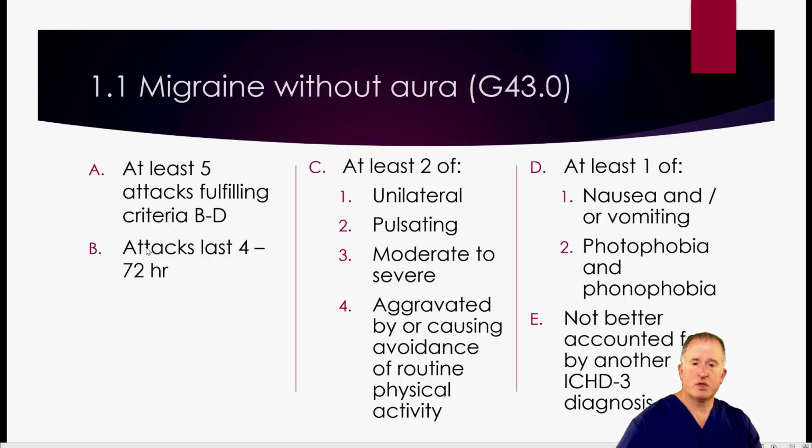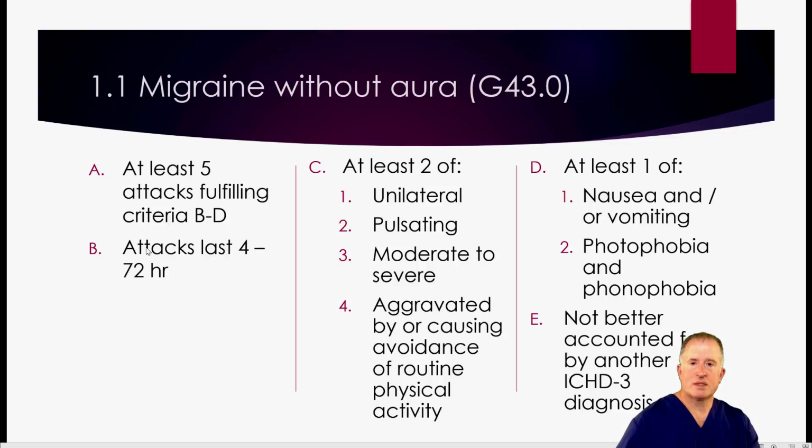The criteria also include at least 2 of the following features: unilaterality, in other words, on one side of the head, pulsating nature, moderate to severe severity, and aggravated by or causing avoidance of routine physical activity. Now, my comments on these criteria: note that it says 2 of, right? The unilaterality of migraine is kind of overrated. I think it is true that people experience pain on one side of their head, but at some point in the migraine, it frequently becomes bilateral, so unilaterality is overrated.